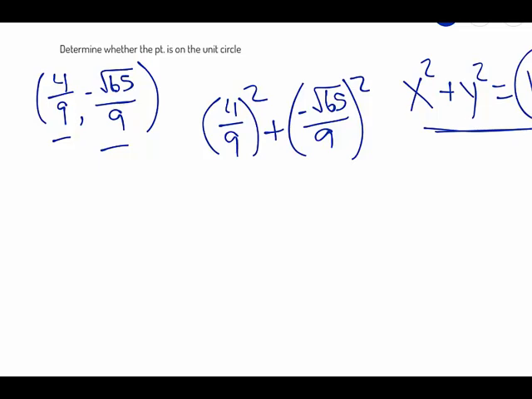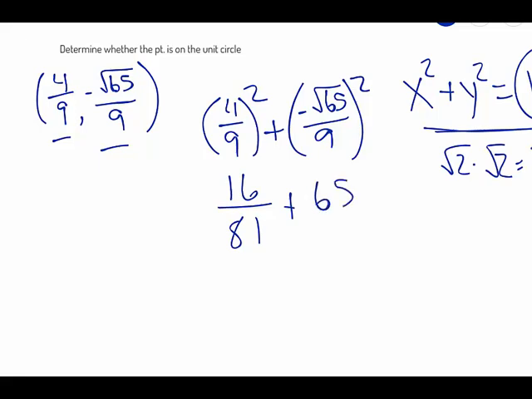Now, when we square fractions, remember it's numerator times numerator, denominator times denominator. So 4 times 4 is 16, over 9 times 9 is 81, plus, for our next fraction in the numerator, remember a negative times a negative is positive, and the same square root times the same square root is its radicand, what's underneath. So like the square root of 2 times the square root of 2 is 2. So the square root of 65 times the square root of 65 is 65, over 9 times 9, which is 81.